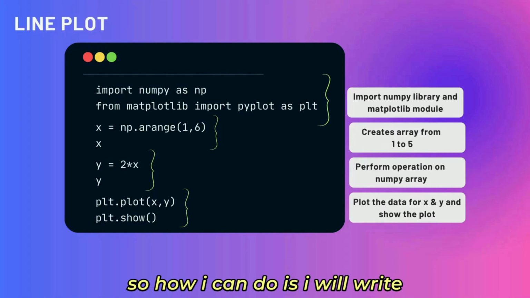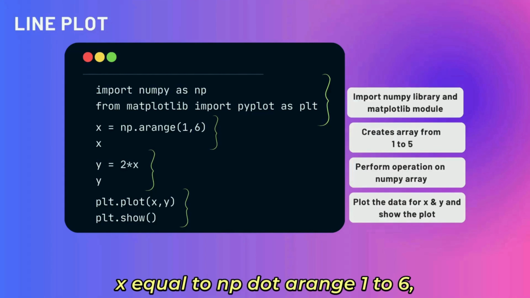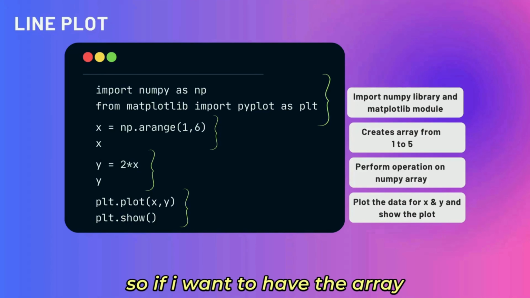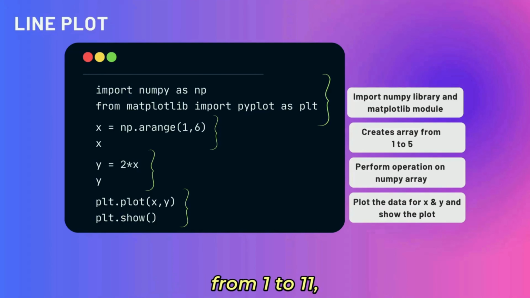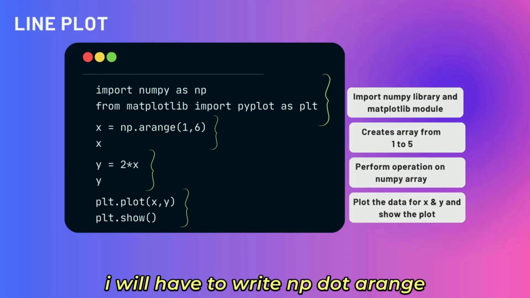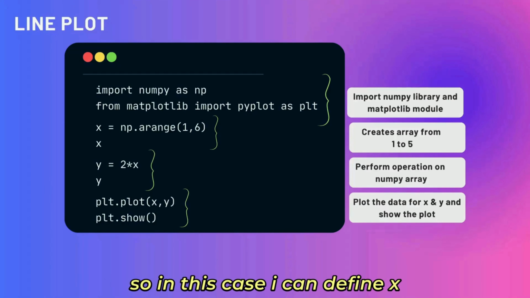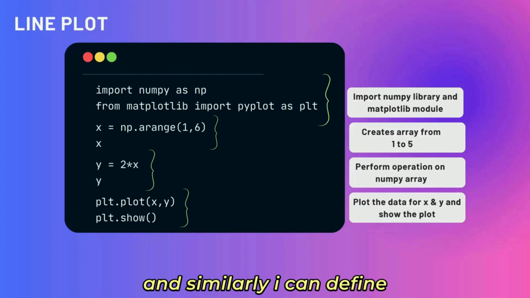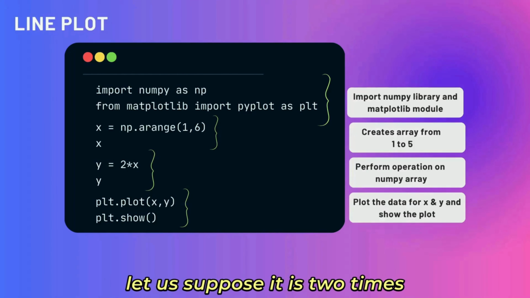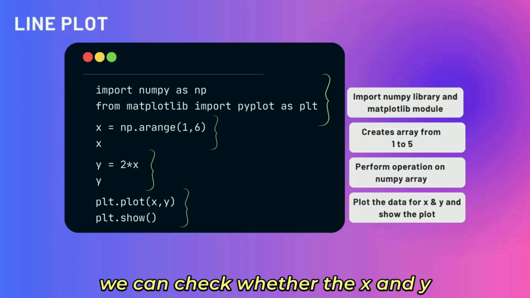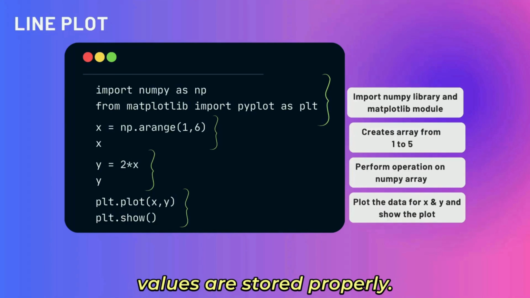How I can do it is, I will write x equal to np.arange 1 to 6, because the last value is not supported whenever I define any array in Python. So if I want to have the array from 1 to 11, I will have to write np.arange 1 to 12. In this case, I can define x, and similarly, I can define one more variable, that is y. Let us suppose it is 2 times x, so 2 into x. After defining x and y, we can check whether the x and y values are stored properly.